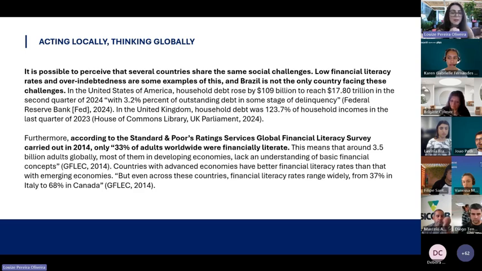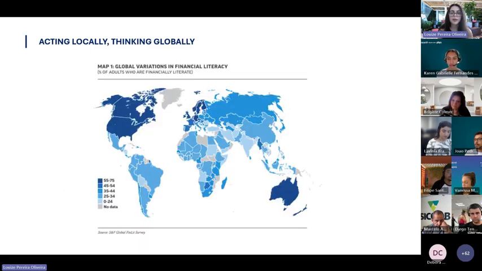Everybody has space to improve this, and we can talk about this topic with other countries, and it could help other business models too. This is a map, and when you see the dark blue, you can see the better rate of adults who are financially literate, and the light blue is for the lower rate. So you can see the figure of the map and the global picture, and how we can work on this, right? And how we can improve this.